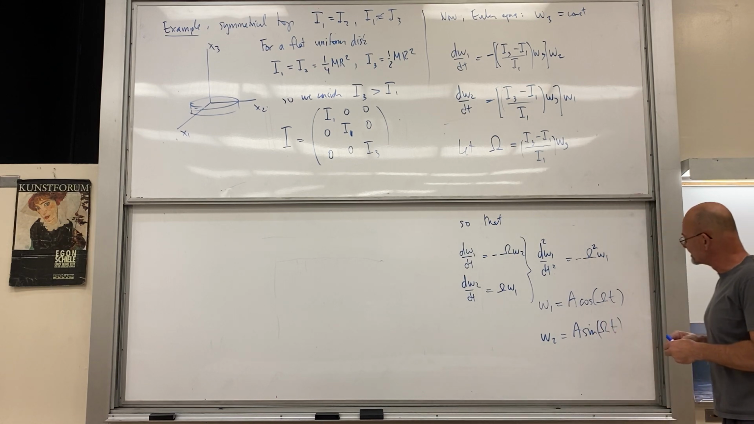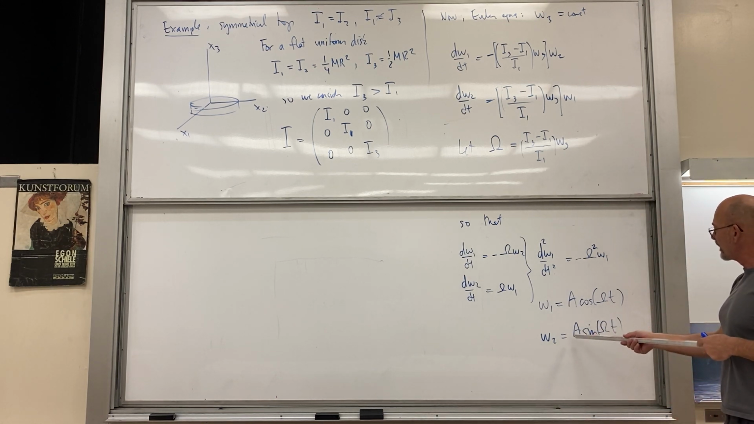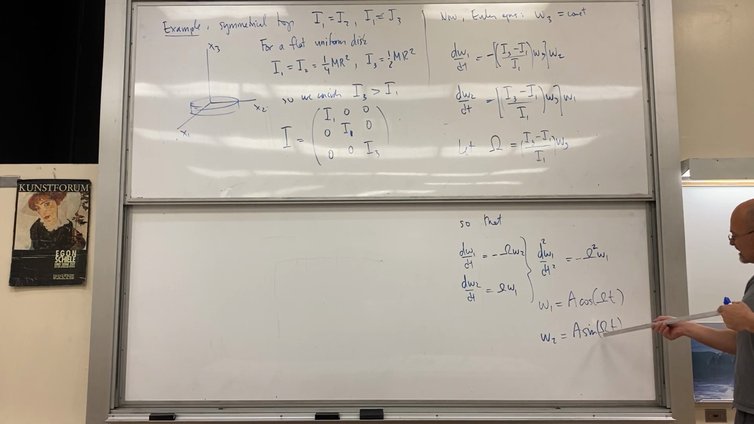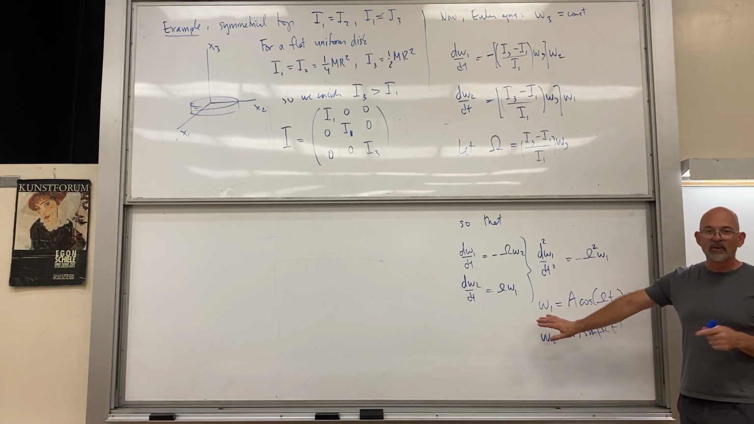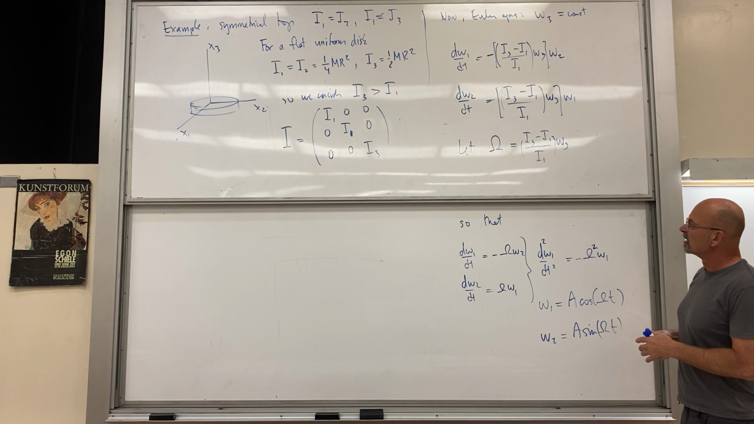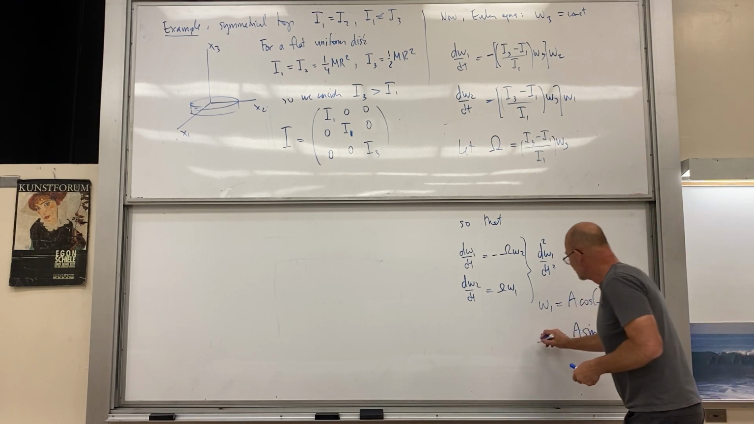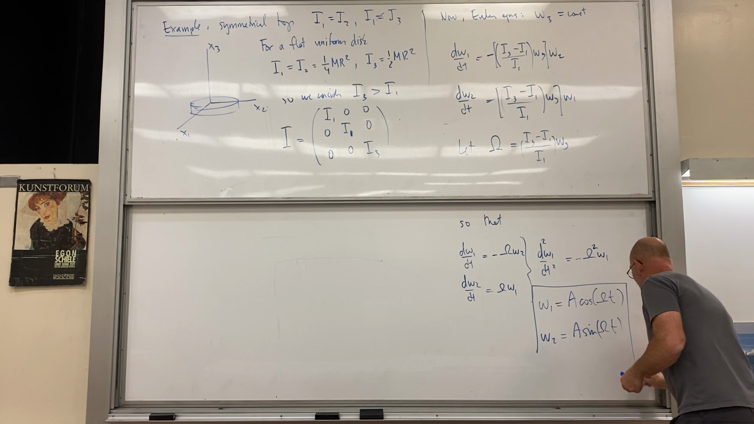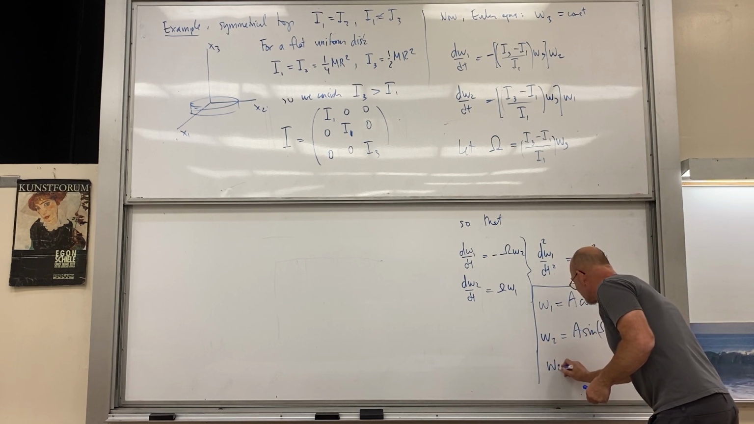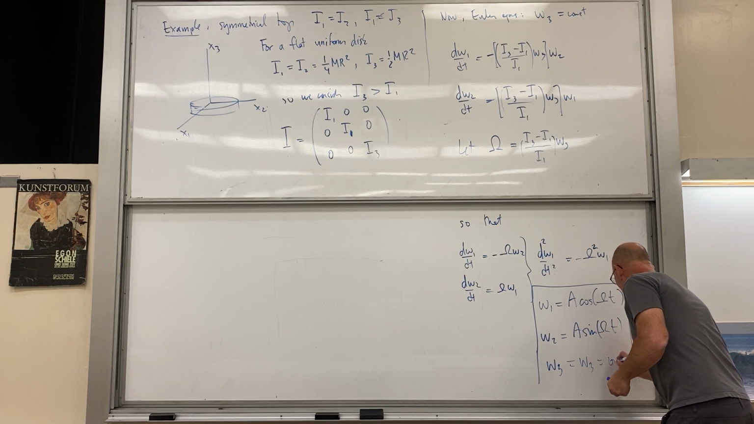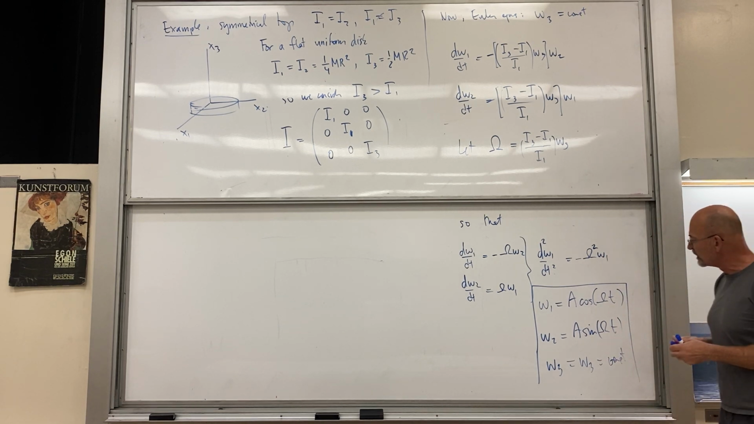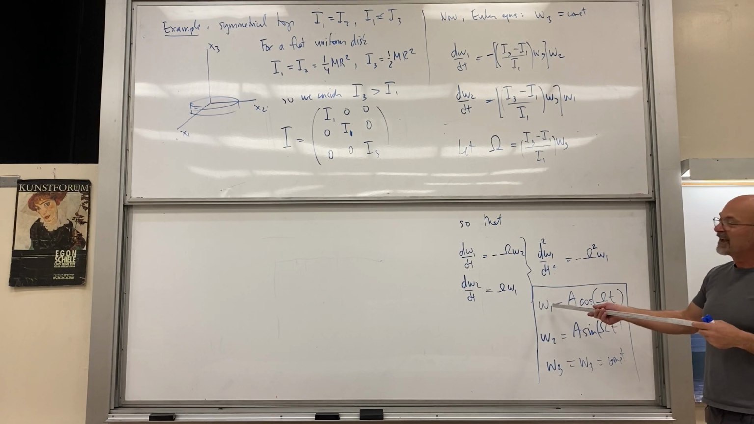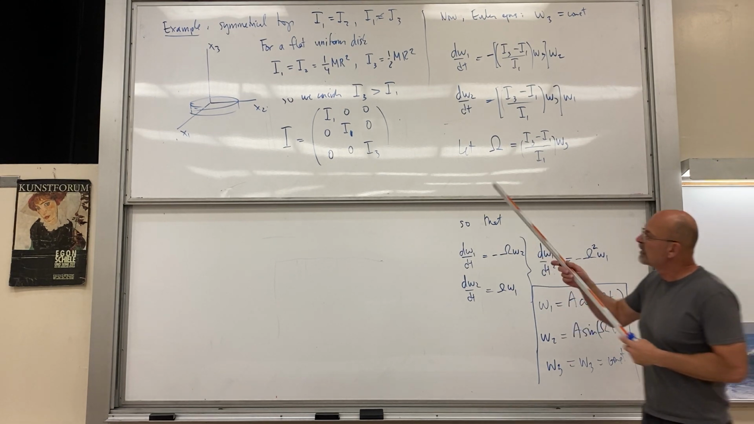I had it, then I erased it last time, keep the minus sign in front of it, but dω2/dt is equal to ω1. So if you differentiate this, get the Ω out, you've got a cosine Ωt, which is ω1. So that is the solution. And the minus sign, by the way, is crucial here because it changes things. And then ω3 is a constant.